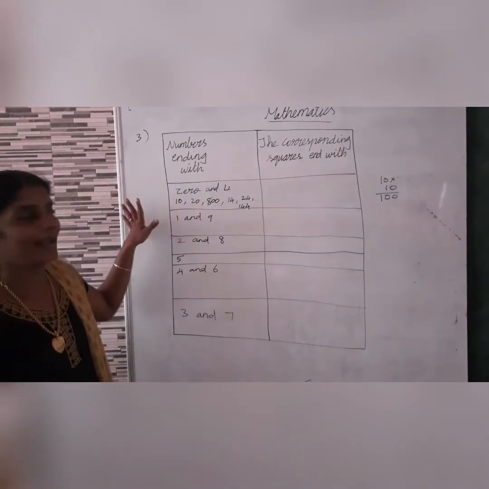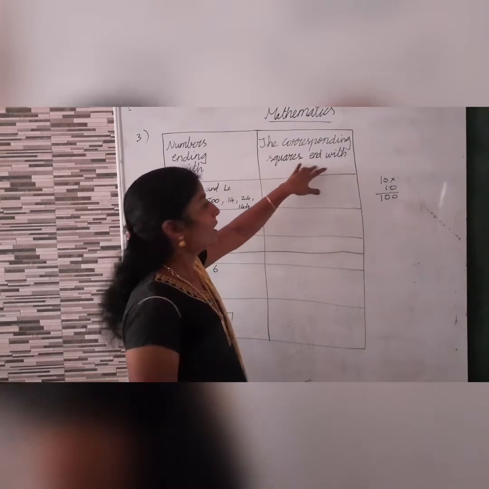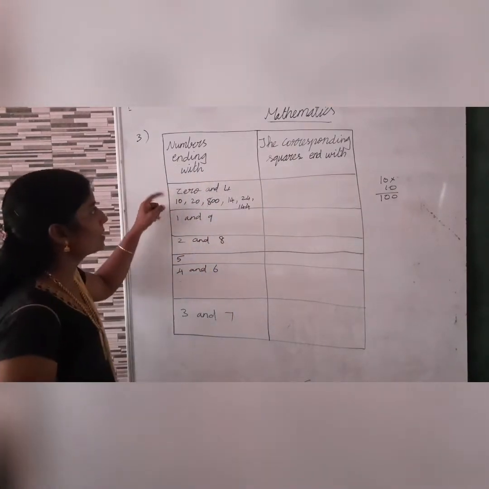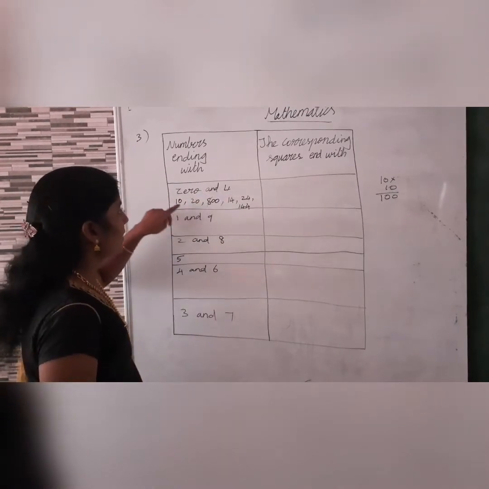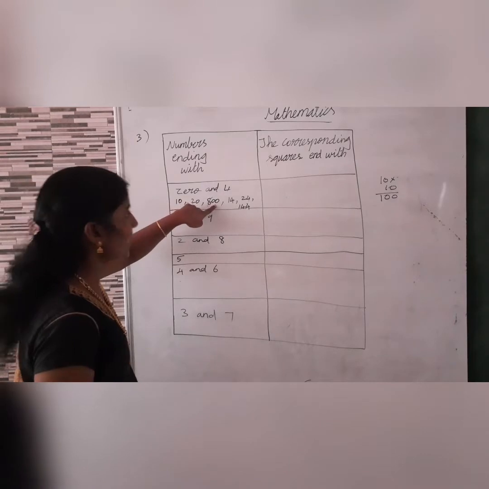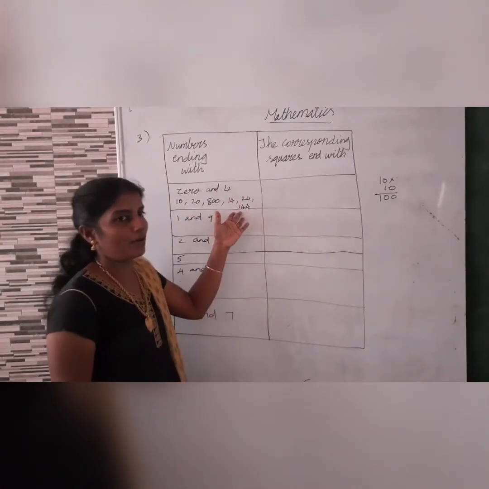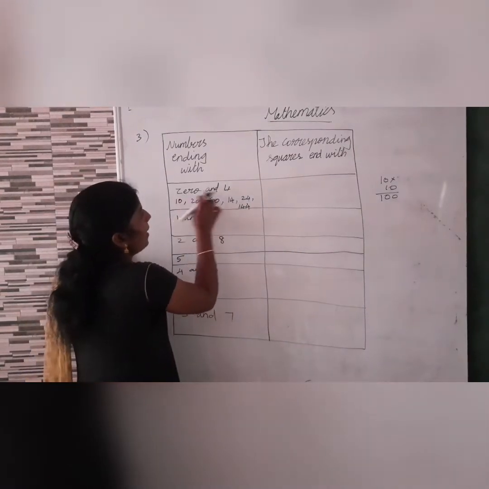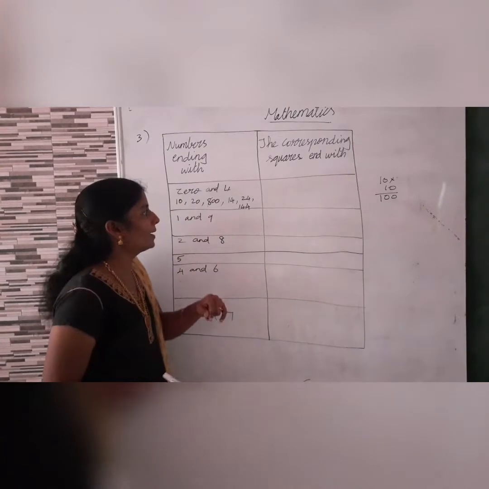Third property: numbers ending with 0, 1, 2, 3, 4, 5, 6, 7, 8, 9. Okay. The corresponding squares end with what? Now we can write any numbers ending in 0 and ending in 4. We can take any number. Here I wrote 10, 20, 800, 14, 24, 144. I need the ones place to be 0 and 4, so I take 10, 20, 800. You can take any number.